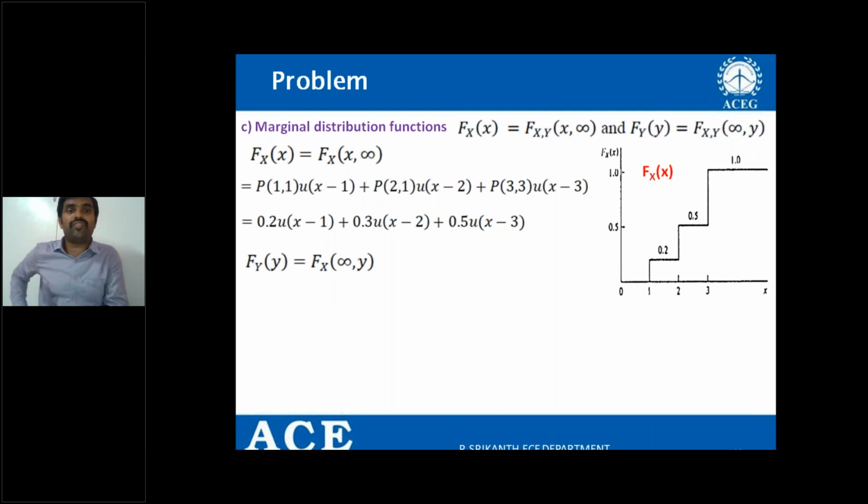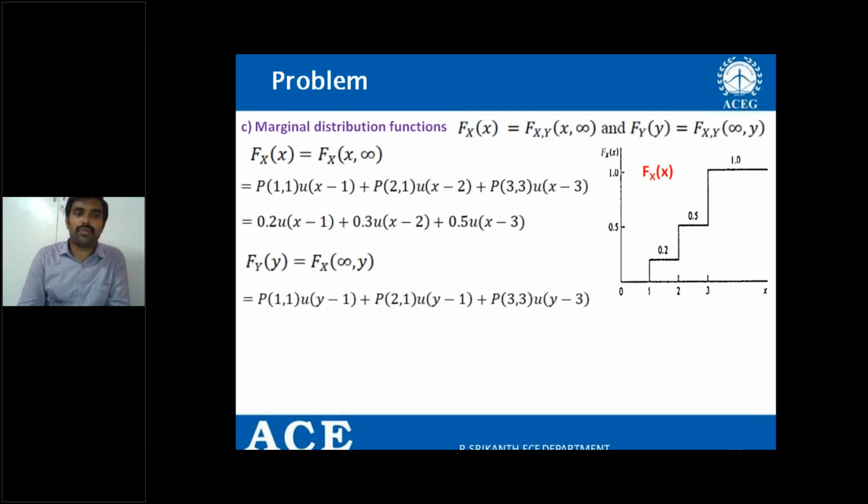Fy of y equal to fx comma y of infinity comma y. So you need to make the x variable infinity. How do you get it? P of 1 comma 1 into u of y minus 1 plus P of 2 comma 1 into u of y minus 1 plus P of 3 comma 3 into u of y minus 3, right? So here in the y element, I have 1, 1 here and 3 here. There is no 2, right?